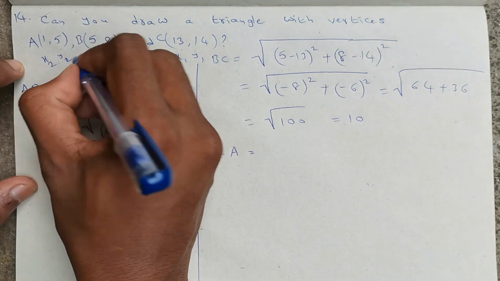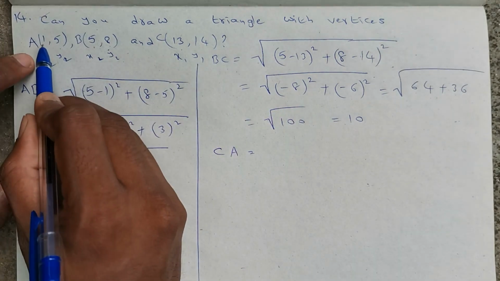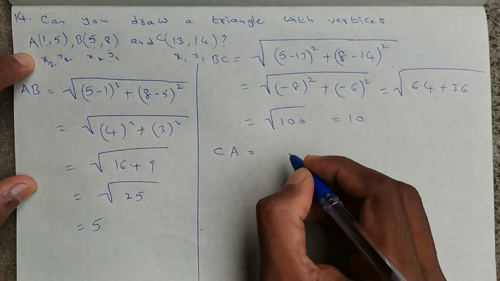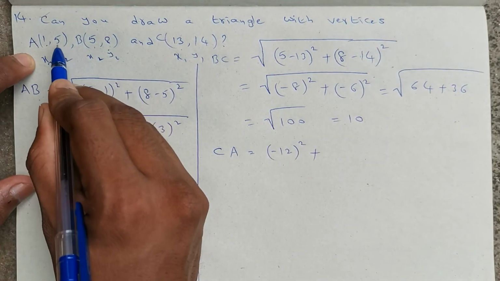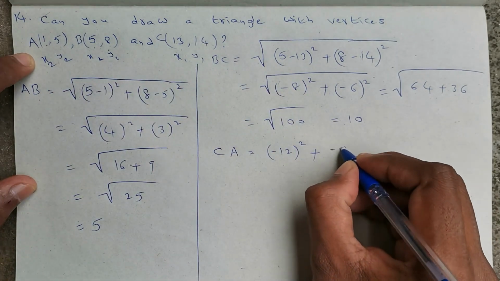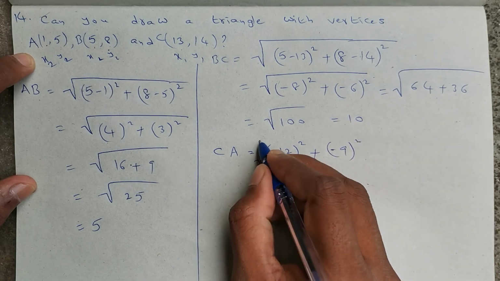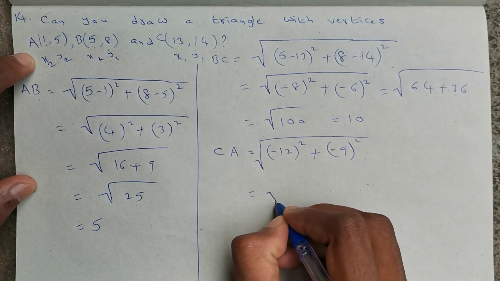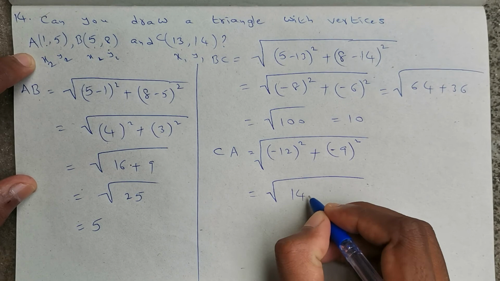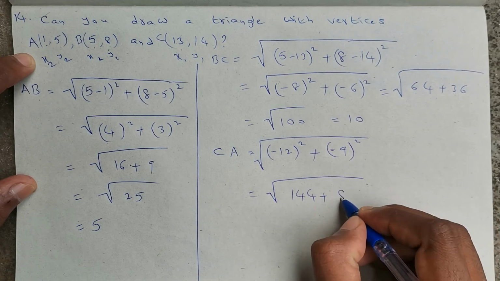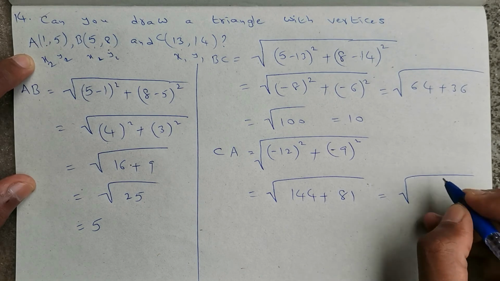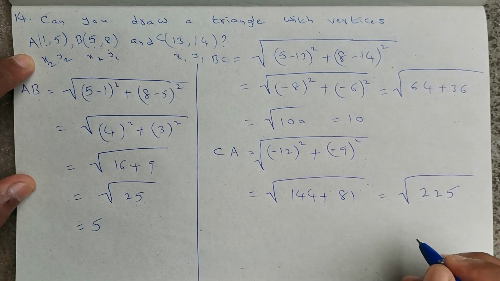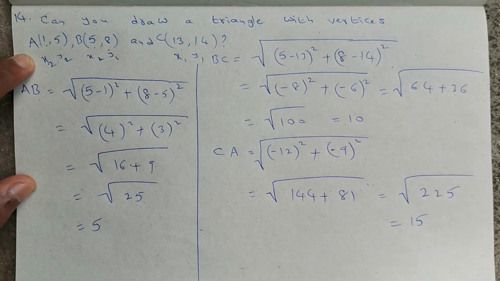This I am taking as x2, y2, and this already x1, y1. x2 minus x1: 1 minus 13 minus 12 whole square, plus 5 minus 14 minus 9 whole square. Minus 12 whole square is 144, plus minus 9 square is 81. So if we add these two, 225, which is nothing but 15.